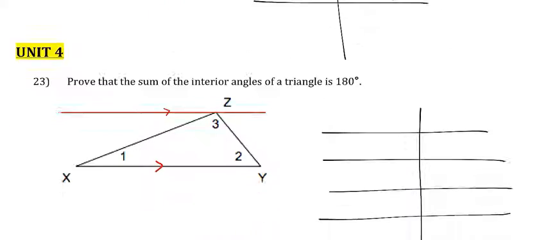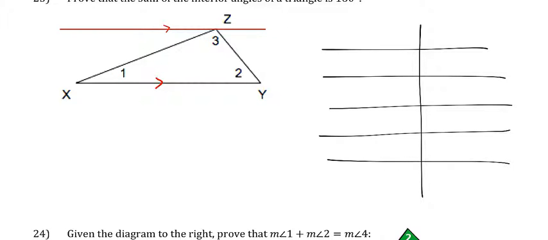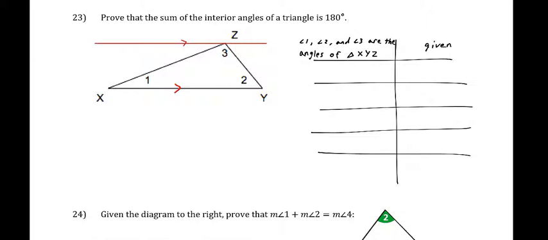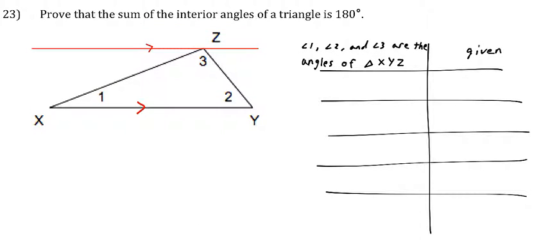Now, first thing we should say is kind of our given information. What's given to us here? Well, if you just look at it, we have angle 1, angle 2, and angle 3 are the angles of triangle XYZ. Now that's not really the important part of the problem. It's important to know where we start with our given, but that's not the end of the world if you're not sure what's happening there. So let's go ahead and continue on then.